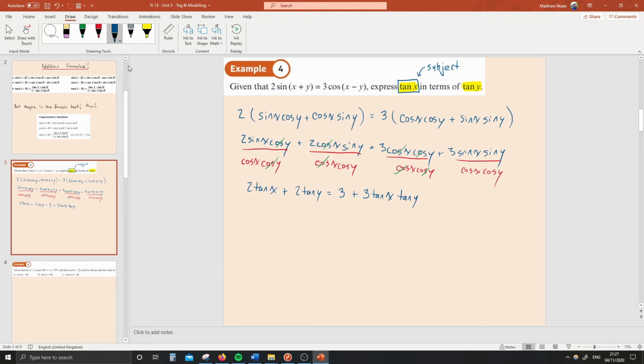Right, and you're back. So hopefully you got what I'm about to get. So 2 tan x, take away 3 tan x tan y, so all the x ones are on that side, equals 3 minus 2 tan y, all the non-x ones are on that side. Tan x is common to the first two terms. Tan x, open bracket, 2 take tan y. This right-hand side doesn't have anything interesting, so 3 take 2 tan y. And then you've done it, my buddies. Look, tan x is equal to 3 take 2 tan y over 2 take tan y.